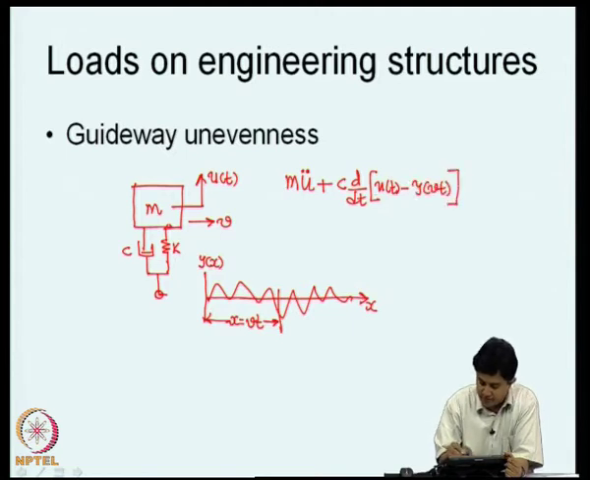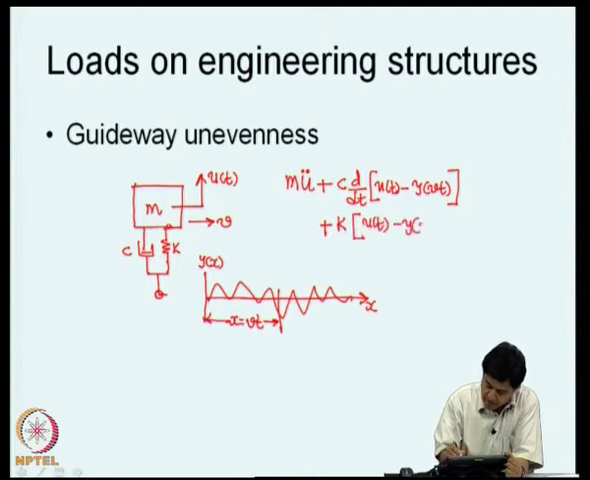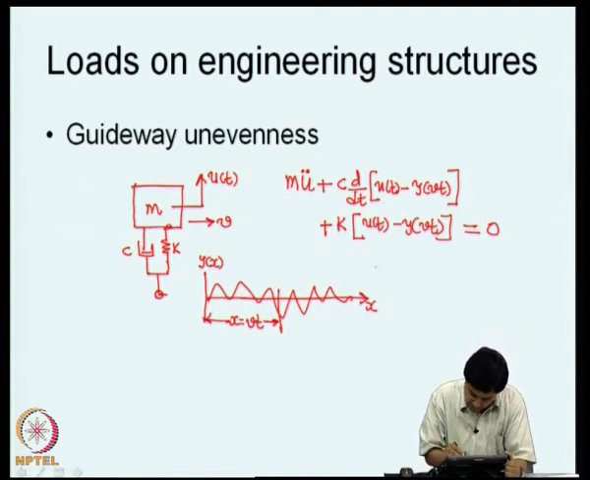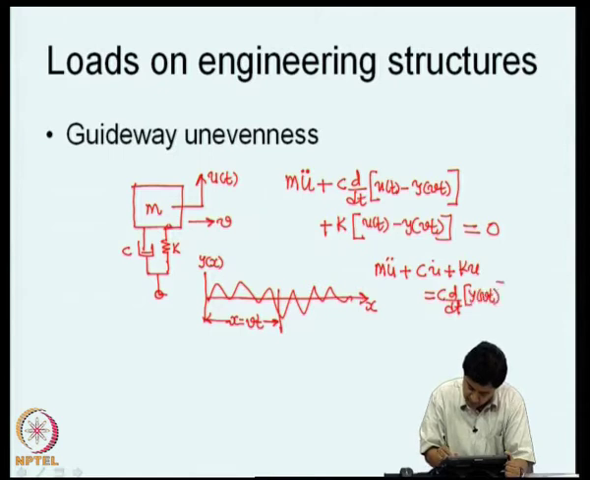Okay, d by dt of this is the velocity and this is the damping coefficient. Similarly, the force in the spring will be k times u of t minus y of v t. Equating to 0, this is the equilibrium equation. Now, we can rearrange this as m u double dot plus c u dot plus k u is equal to c d by dt of y of v t plus k into y of v t.